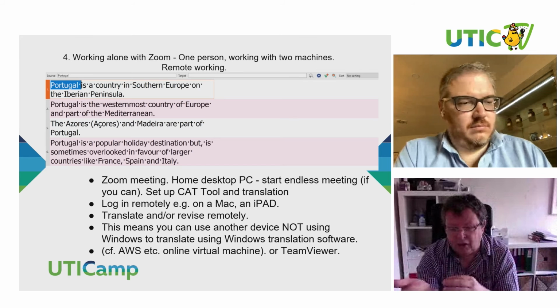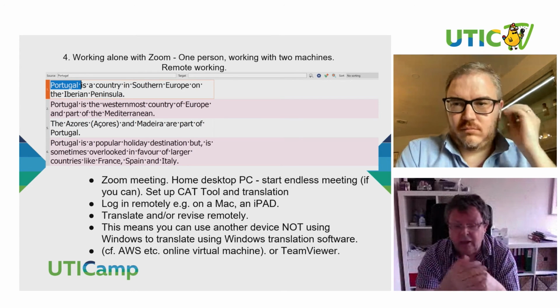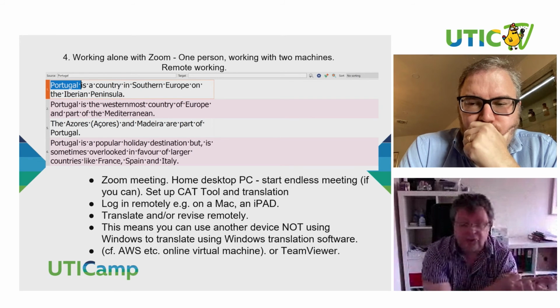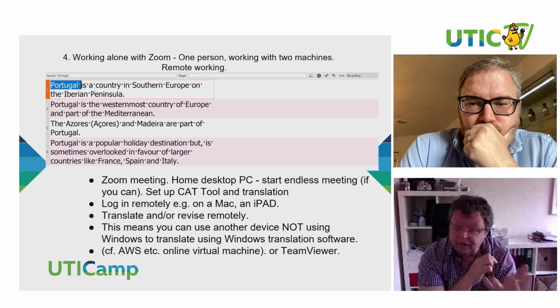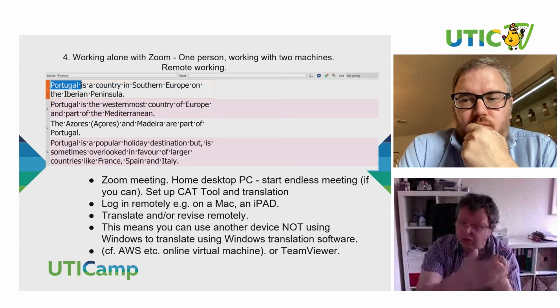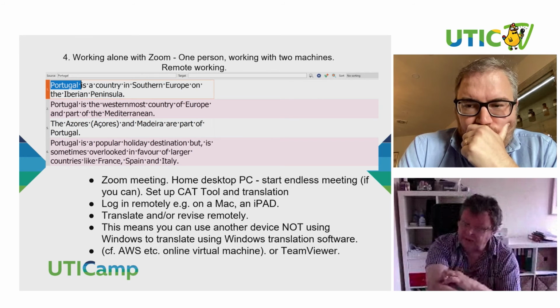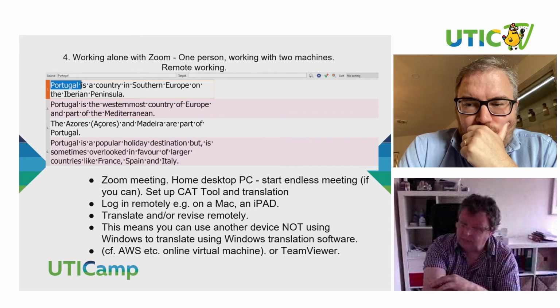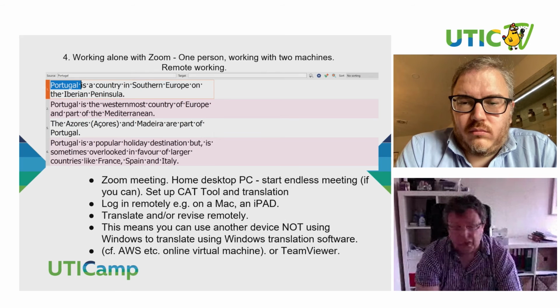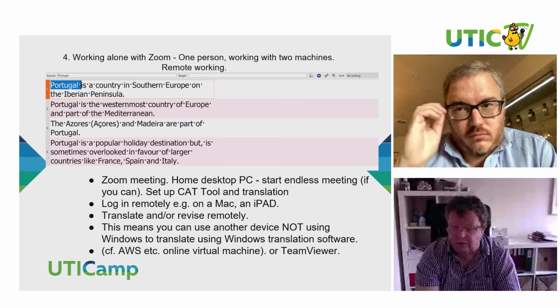Imagine you have your desktop PC at home. Start an endless meeting if you can. Set up your cat tool and translation. You yourself are somewhere out of your house and you log in remotely on Zoom, for example, on a Mac, on an iPad. Once you've set up a remote control, you can actually translate at a distance without actually needing a PC, if your software is PC. This means you're using another device that's not Windows to translate with Windows translation software.